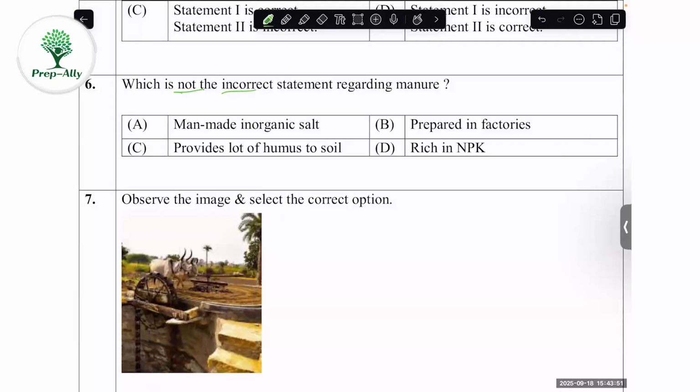B. Prepared in factories. No, I told you fertilizers only require preparation in factories and they are also rich in NPK. But in the case of manure, it provides a lot of humus to the soil. So the correct statement regarding manure will be: provides a lot of humus to soil.